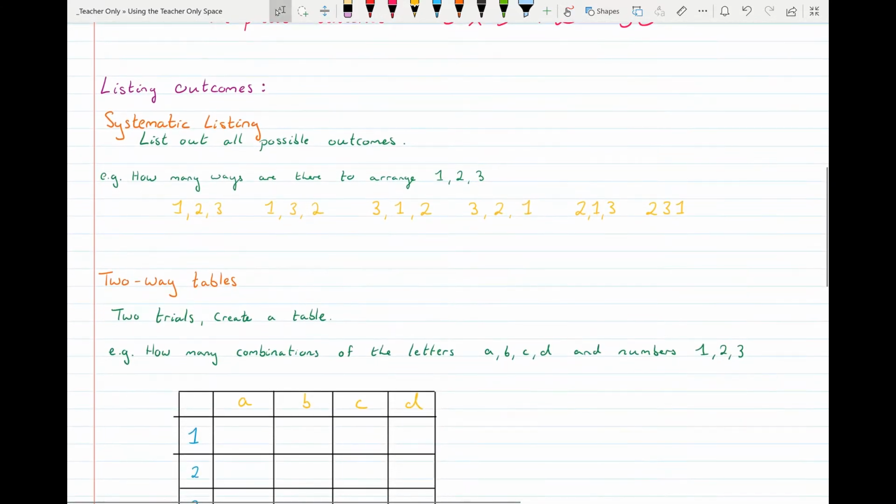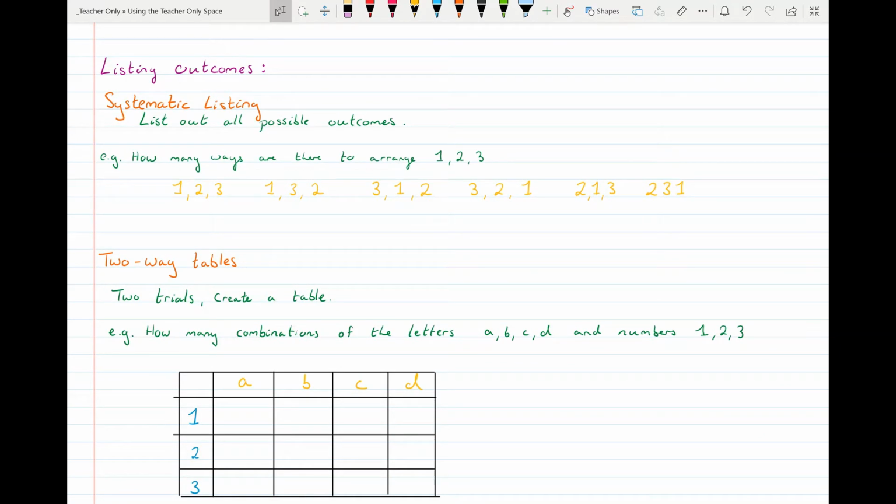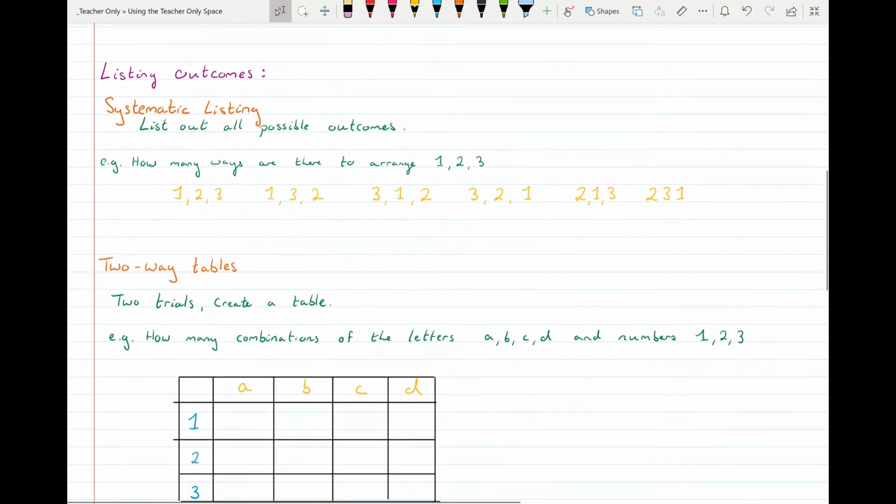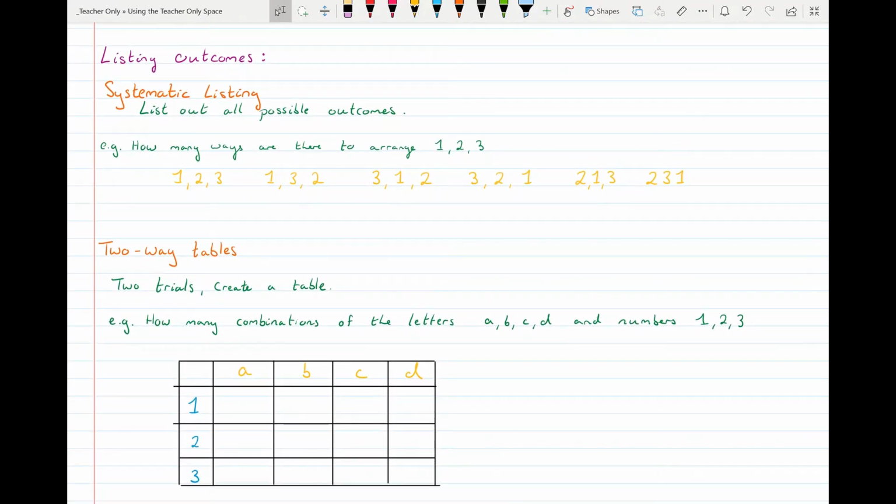Then listing outcomes. So we had 3 main ways of listing all the different outcomes. The fundamental principle of counting, we were just interested in how many outcomes are there. We didn't have to actually go through and name every one of them. Whereas if we're listing them, we would have to name them all. And that can be quite slow. So we have some different ways of doing it. The first one is systematic listing.